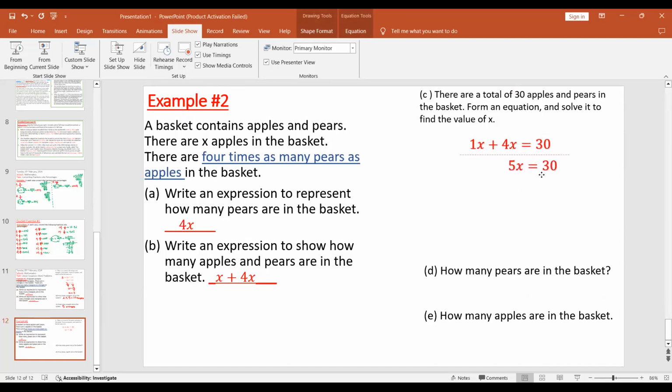5x is equal to 30. And then what do we do after this? Divided by 5. Very good. We divide top and bottom by 5. Or it's not top and bottom, we divide both sides by 5. And then we get 6.